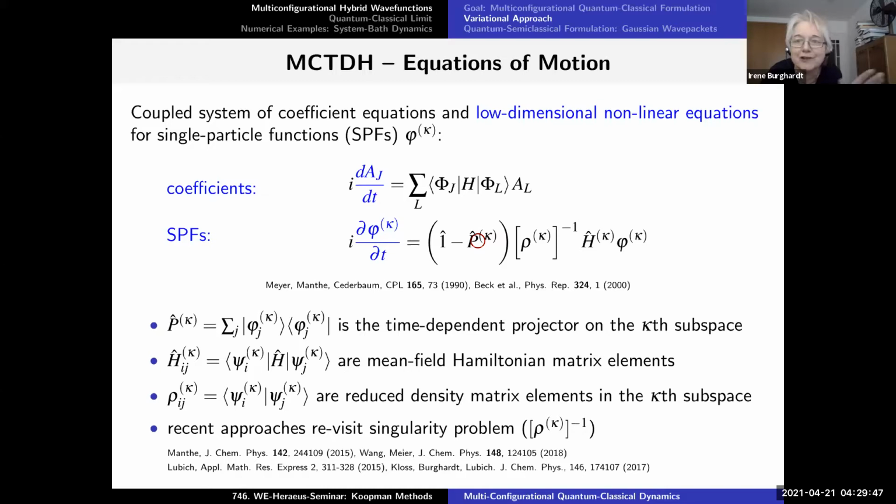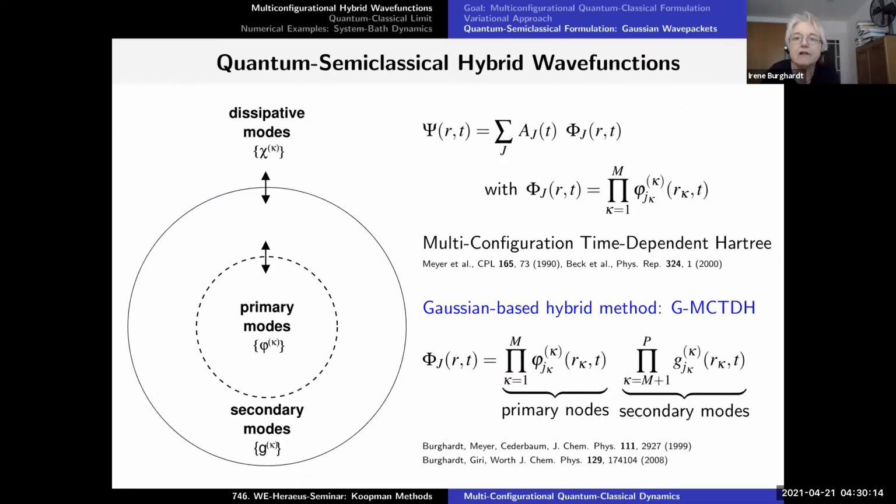Actually, this is different from the tangent space projector we mentioned before. This projector actually projects on the subspaces, the single particle functions in the subspaces, and it balances the part of the time evolution that is taken care of by the coefficients and by this nonlinear equation for the single particle functions. All right, this is essentially what we are working with, and these equations actually allow one to address a very large number of degrees of freedom, like typically 100 modes or so, and a number of electronic states.